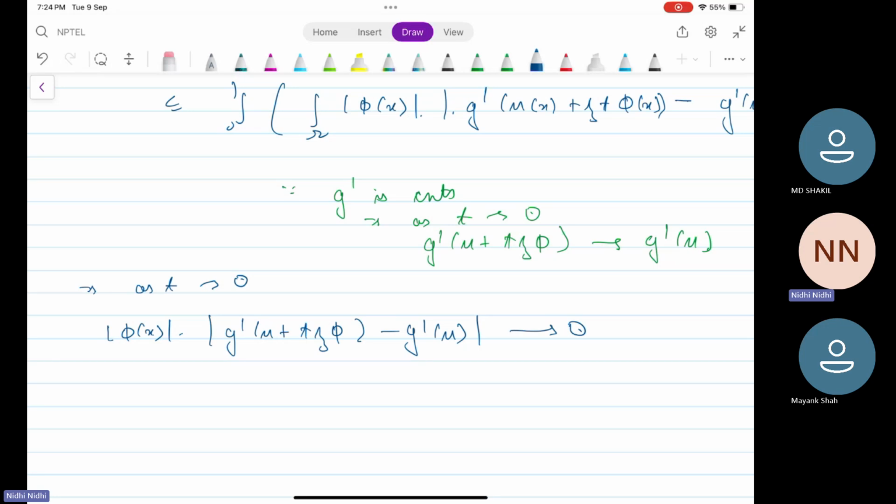So you people will not be aware of the dominated convergence theorem, because we haven't done the other spaces. I think we should not do this now.